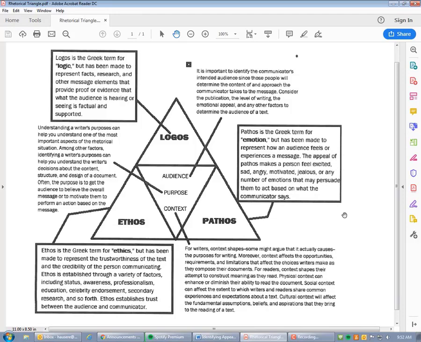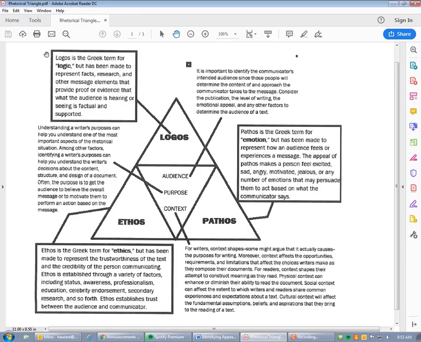So let's start with logos. Logos is the Greek term for logic, but it has been made to represent facts, research, and other message elements that provide proof or evidence that what the audience is hearing or seeing is factual and supported. Specifically, when we think of logos, we want to think of anything in the text that is working to support the overall argument. Anything that is functioning as evidence to prove the argument true that will make the audience believe the argument.